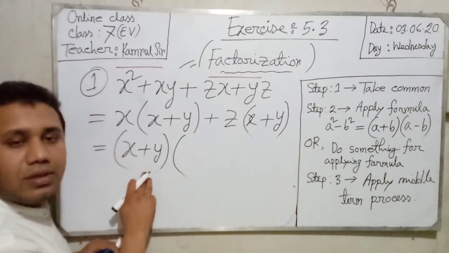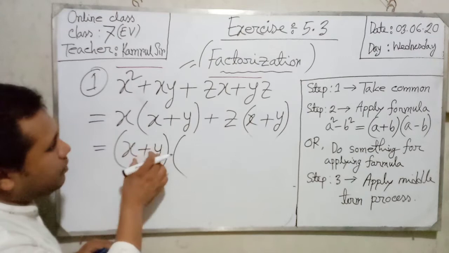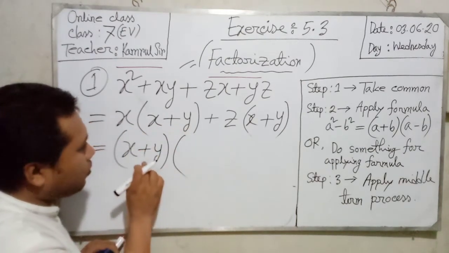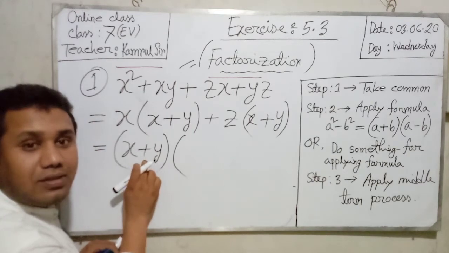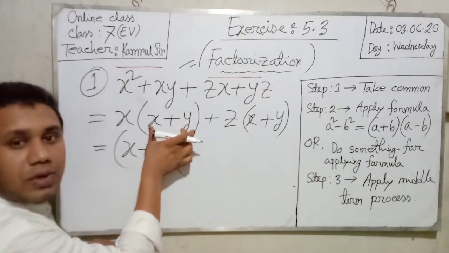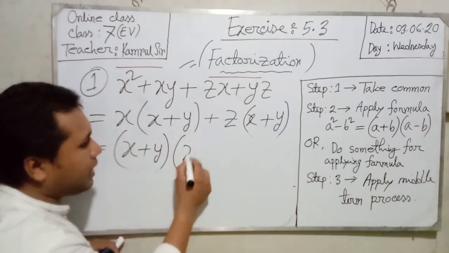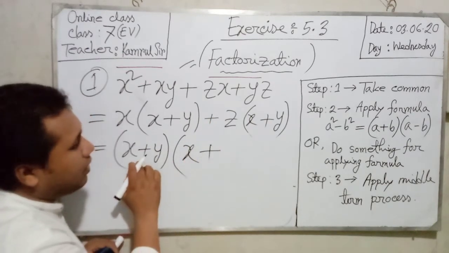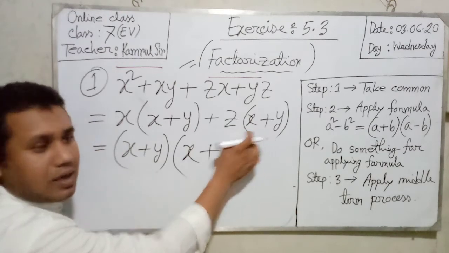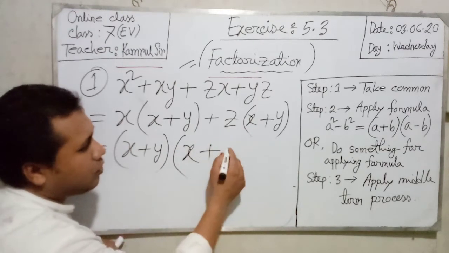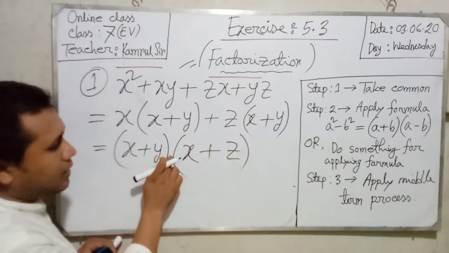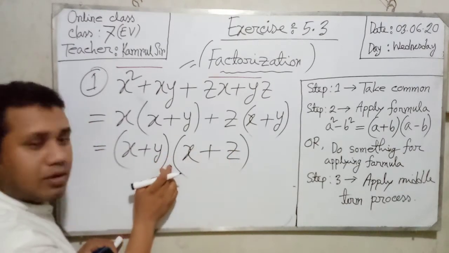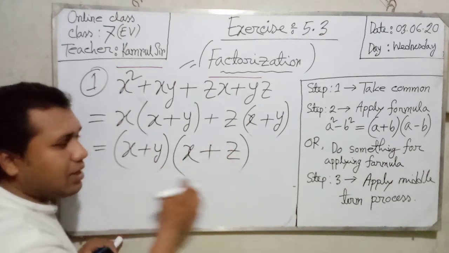Now common means divide. Now divide this first term, x into x plus y, this term we should divide by x plus y. Now x plus y and x plus y will cancel. Now the answer will be x. Now write the plus sign, and again if we divide this term by x plus y, then the answer will be z.